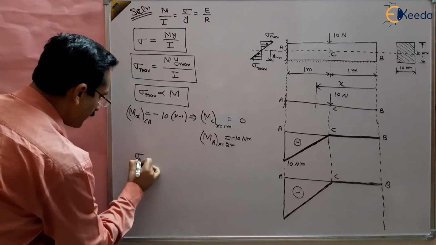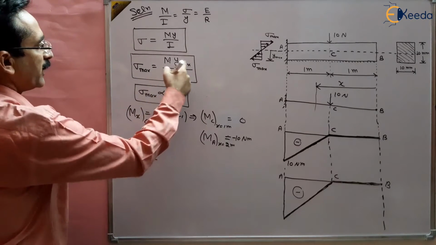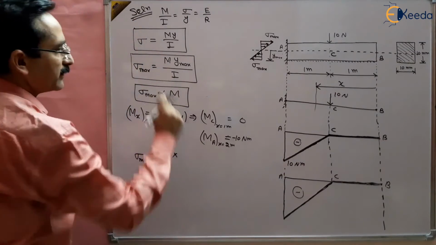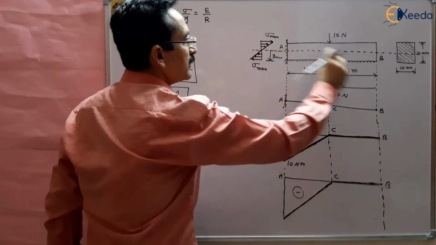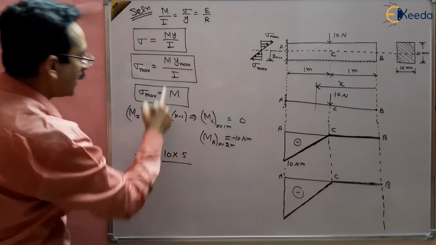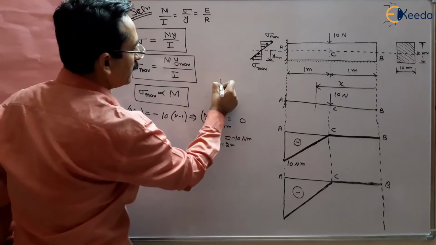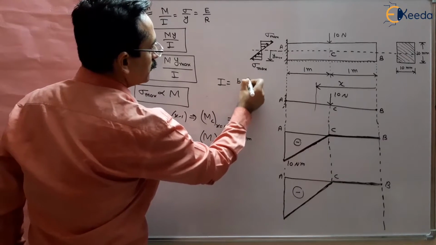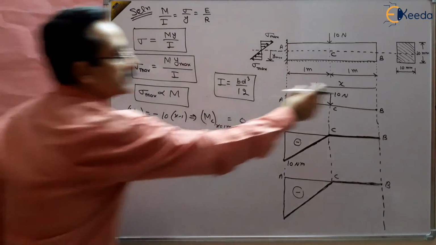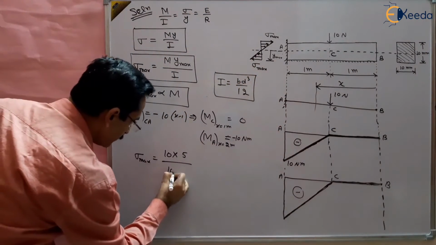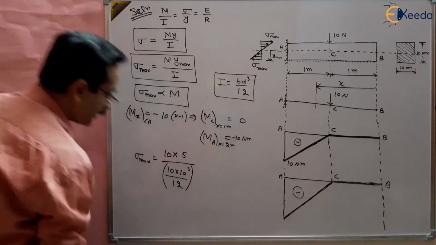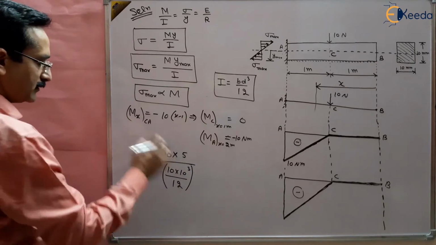We know that sigma max is given by M y by I. What is M? M is 10 Newton meter multiplied by y. Y is this distance, which is half of the 10, that is 5 millimeter. So 5 millimeter divided by I, which is b d cube by 12, right? I we know that is b d cube by 12 for a rectangular cross section. So we can write here b. What is b? That is 10, and d is also 10. So 10 multiplied by 10 cube by 12, right? So this is the maximum stress.